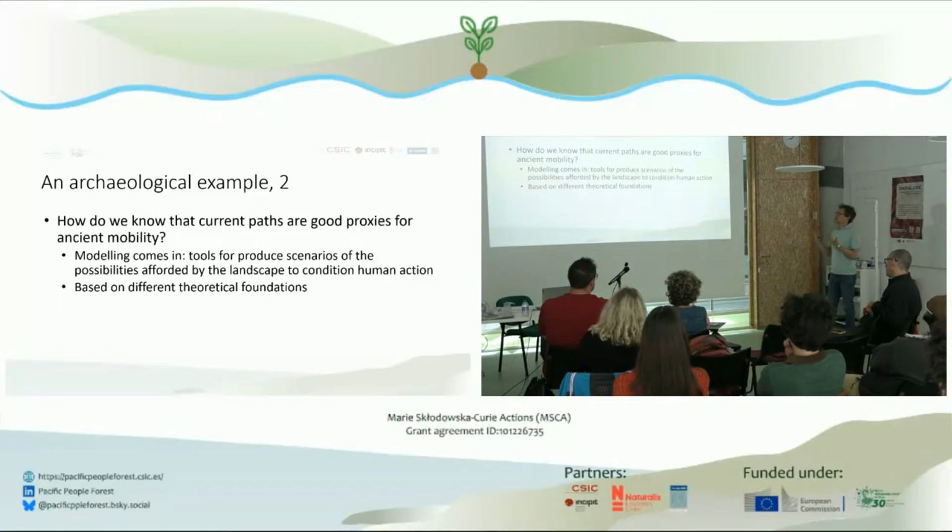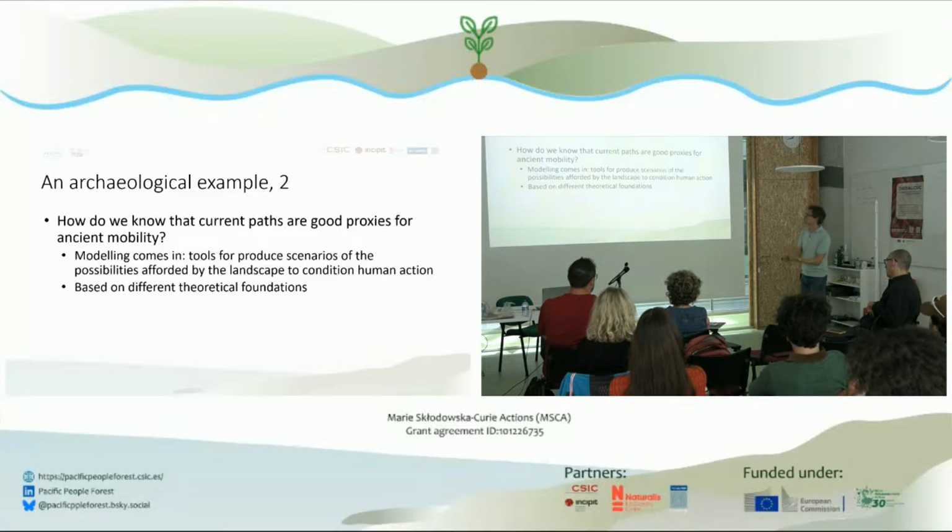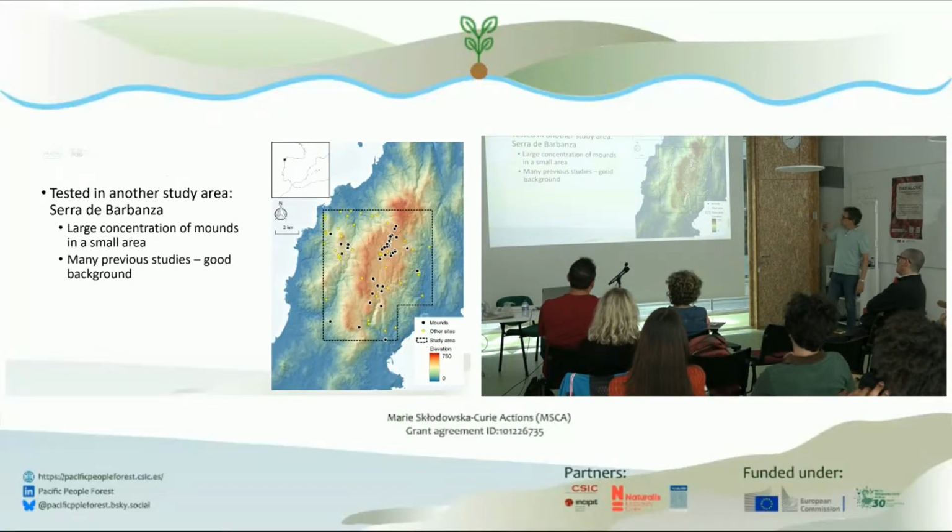So this is where modeling comes in. We can think of a way of producing a scenario that is not based on what is observed today in the landscape, but on the potential that the landscape offers for human action. In this case, we can produce a scenario that tells us where and through which ways people would move in this landscape using standard assumptions, like moving through the areas that are best for mobility.